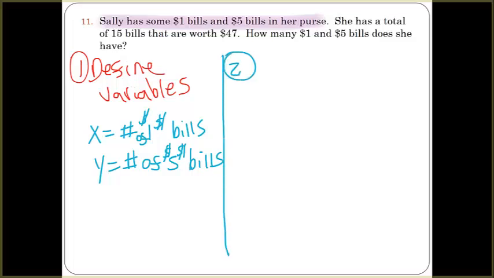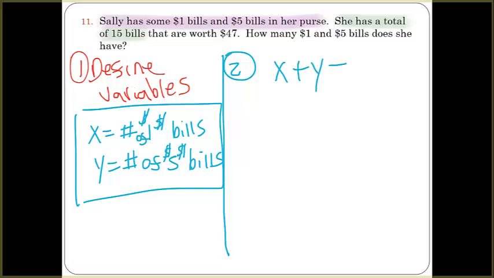Second thing is you're going to want to set up your equations. And usually your equations are in the next sentences, so they're basically in back-to-back sentences. So what I do is I say, okay, she has a total of 15 bills. If she has a total of 15 bills and I have x equal to $1 bills and y equal to $5 bills, you have x plus y has to equal, well, 15, because of this statement here. She has a total of 15 bills.